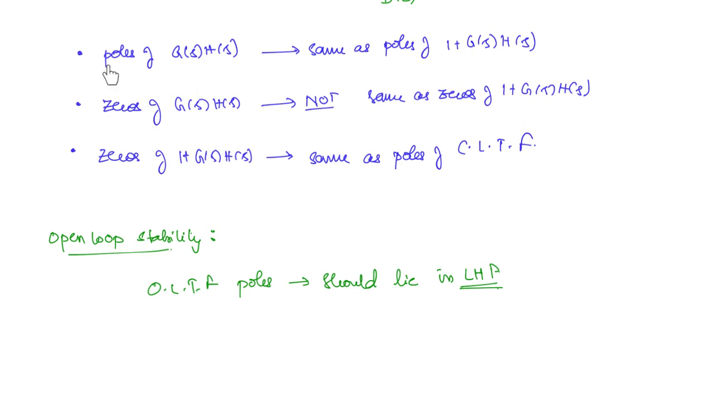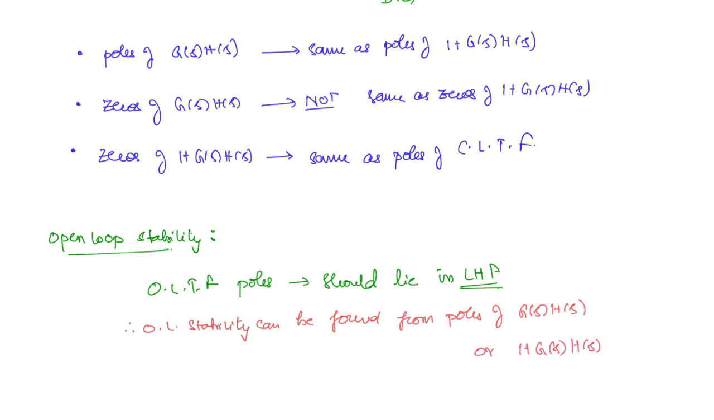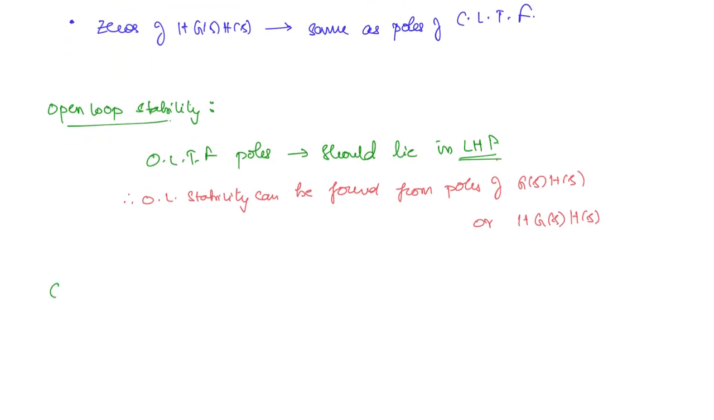Okay. Now you can see here that we have discussed that the poles of the open loop transfer function G(s)H(s) are the same as the poles of 1 plus G(s)H(s). So that means, therefore, open loop stability can be found from the poles of the open loop transfer function, that is G(s)H(s), or the characteristic equation, that is 1 plus G(s)H(s), since the poles of both of them are one and the same.